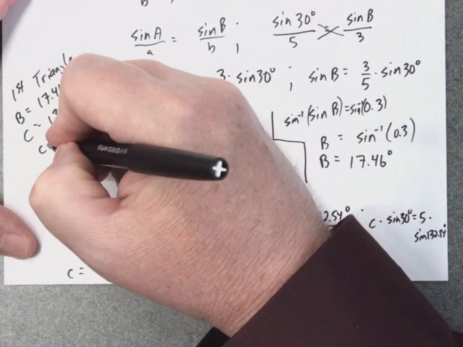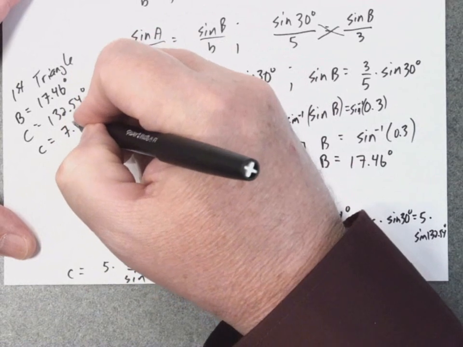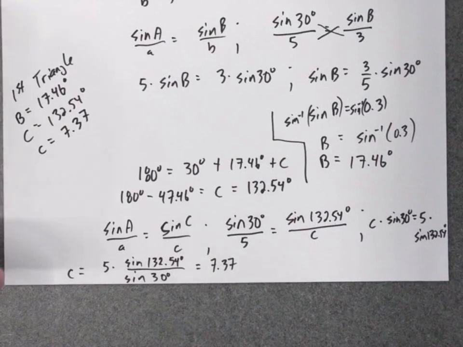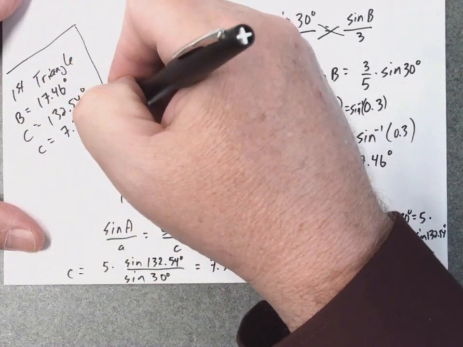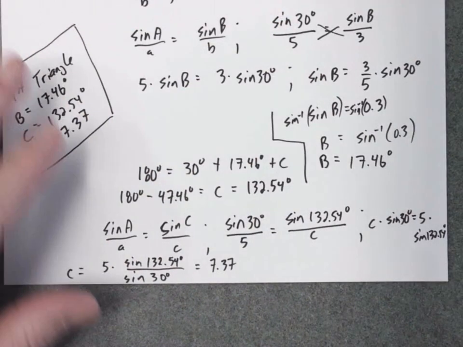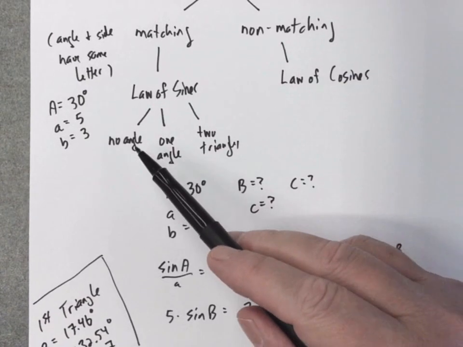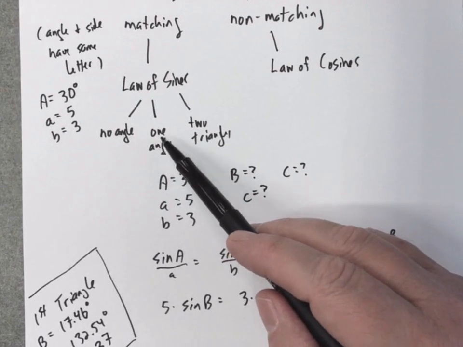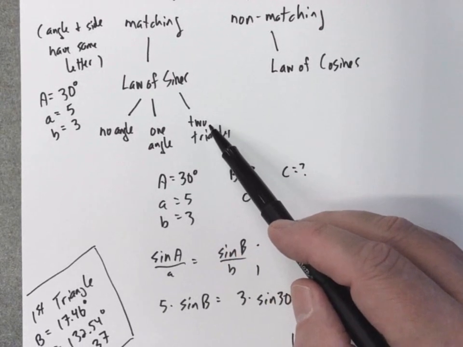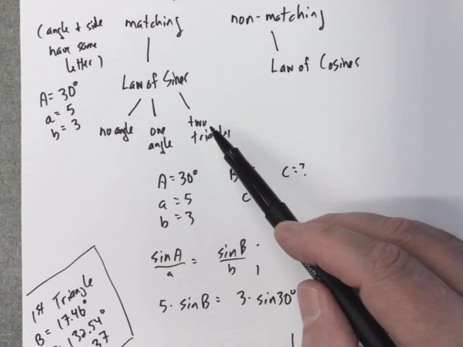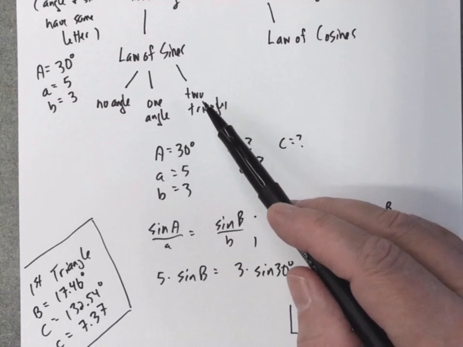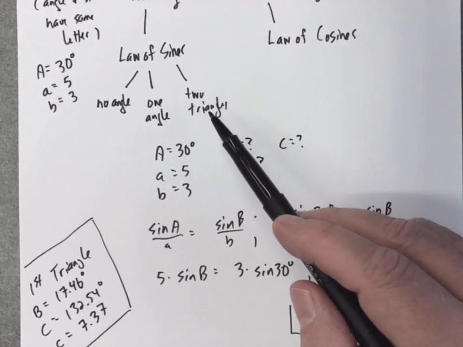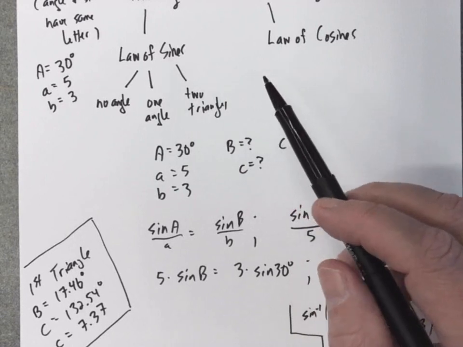So now I have the information for the first triangle. So of the possibilities, I know it's the no angle is not applied. So I've got one triangle, but now the question is, is there a second triangle? We have to go check. We have to actually do some more work. And after we do one more step, then we will know whether we have two triangles or not.